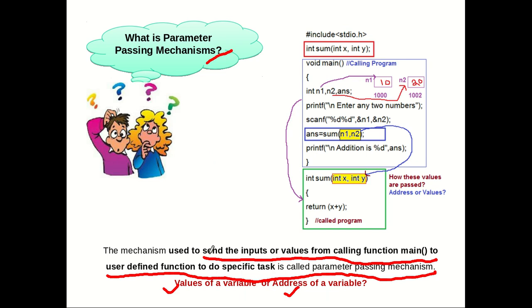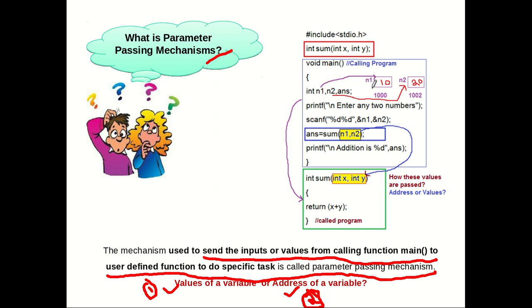So passing the values is one mechanism, and passing the address is another mechanism, right? There is a difference between passing the values to the called function and passing the address to the called function. So let us see in detail what difference will happen when we pass the values to the function body and when we pass the address to the function body. Let us take an example, the same program as I said already.